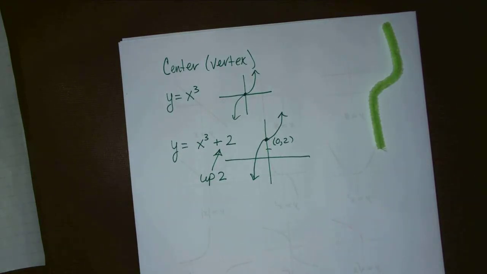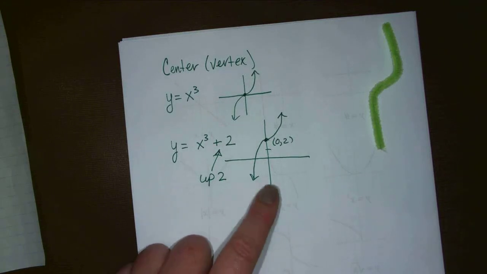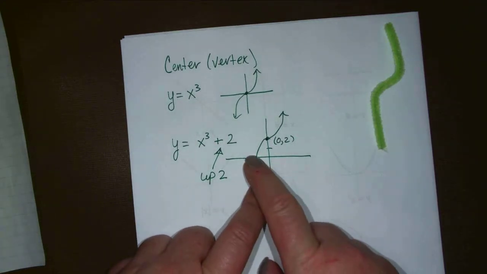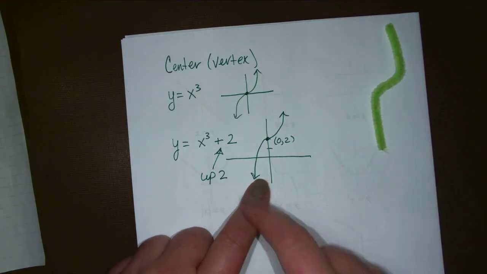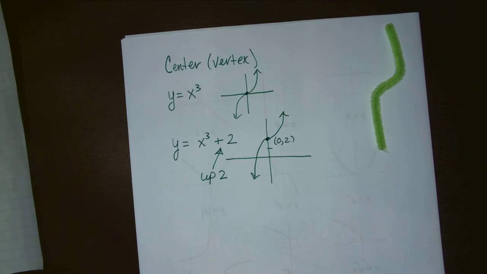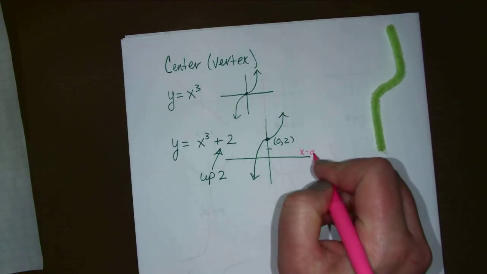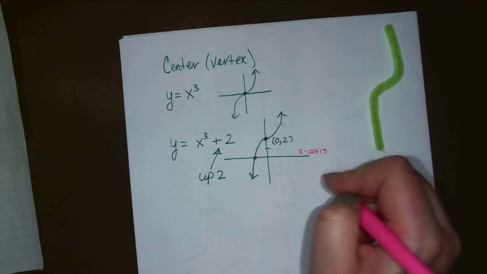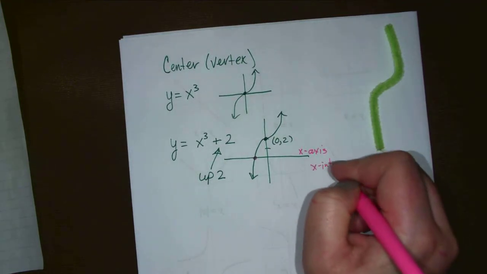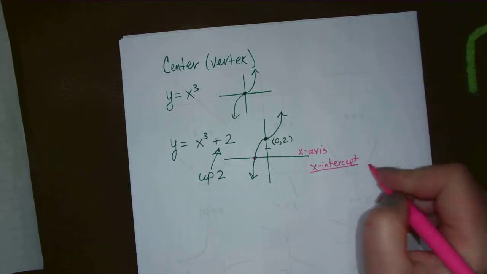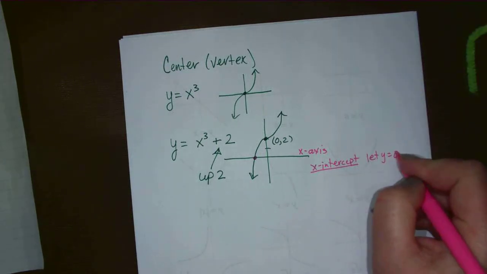Now, what I said in here that's really important is to make sure that it crosses the axis in the right place. So, that's the points that we need to find. How do we find this point right here that it crossed? What axis is that? So this would be the x-intercept. What do we do to find the x-intercept? Let y equal 0.